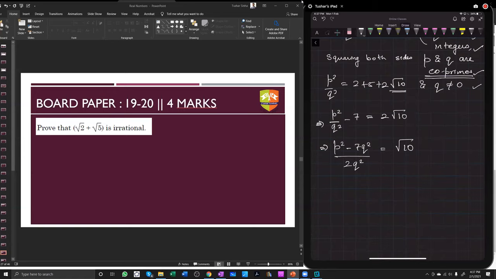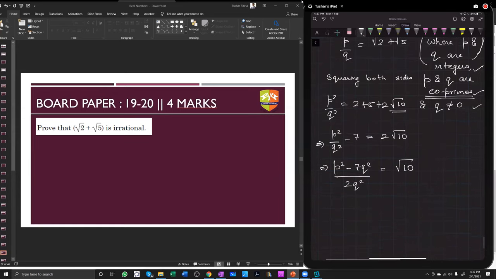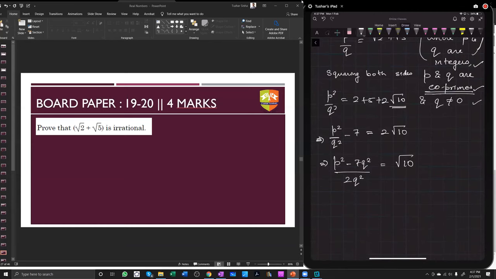I didn't understand. I don't think we need to square. Root 2 is equal to A minus root 2 by B, which is not possible. Did you understand? Aryan, can you unmute and say? Aryan Tandon, what are you saying?